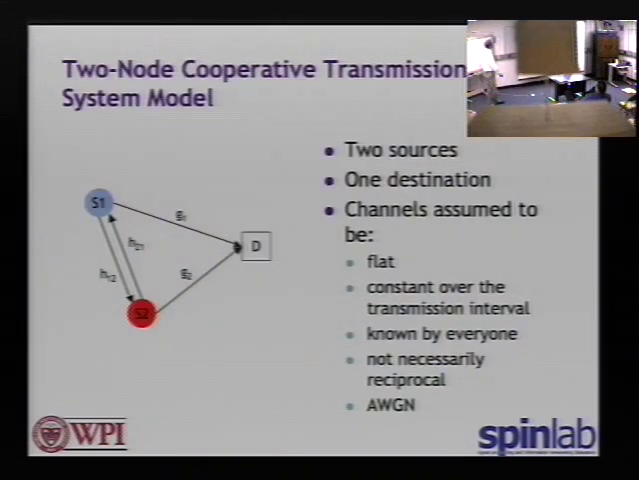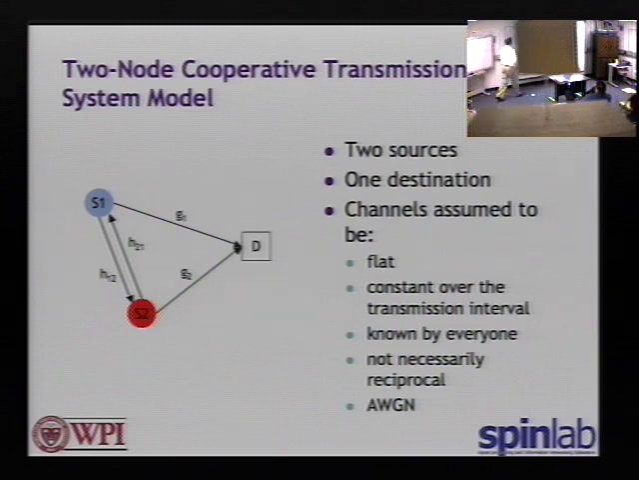So, as part of the general overview, the two-node cooperative transmission model that I'm going to be looking at pretty much for everything today looks like this. We're going to have two sources, one destination. We're going to have channels from the sources to the destination represented by the symbol G, and inter-source channels represented by the symbol H.